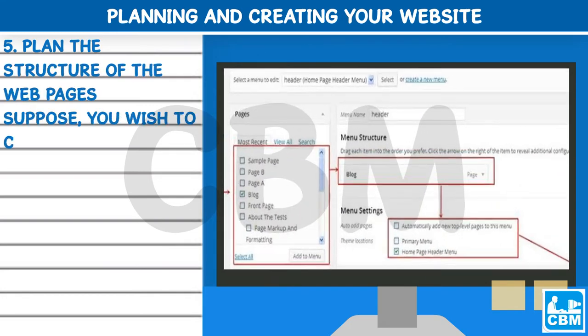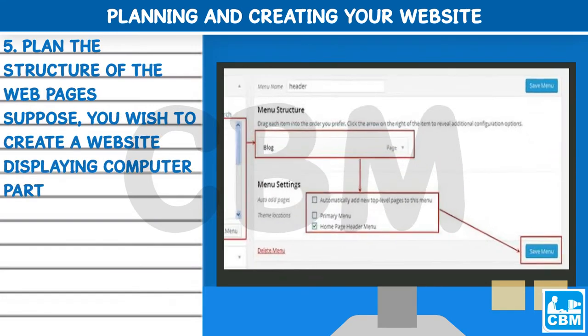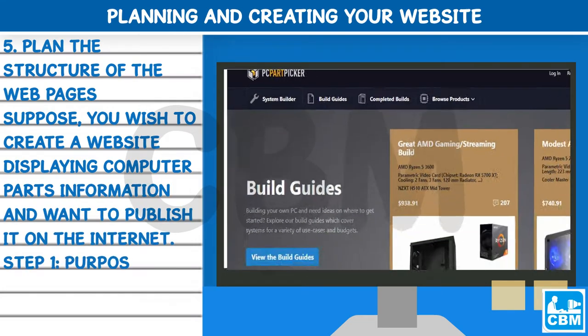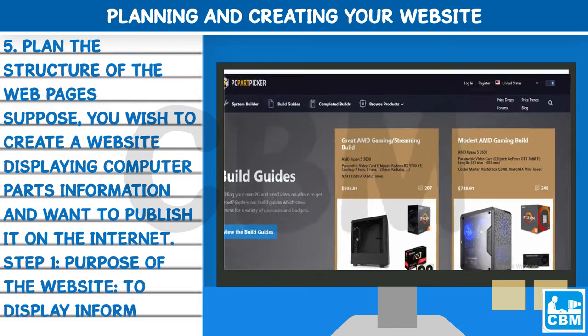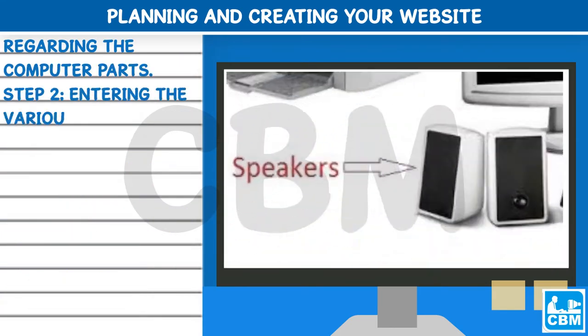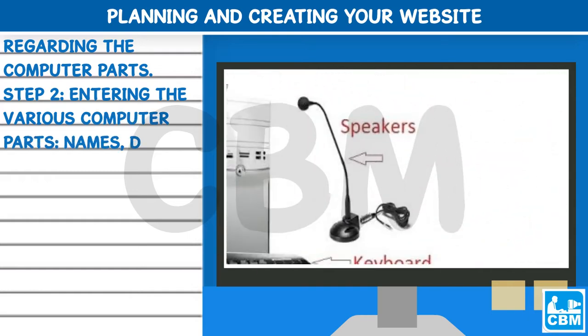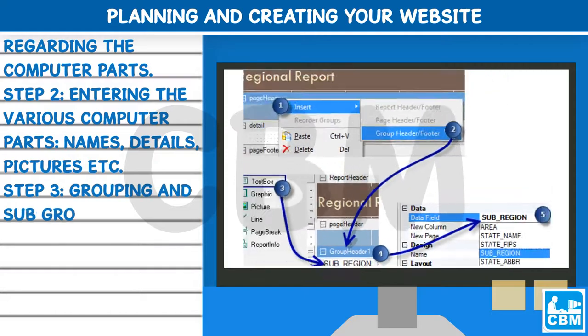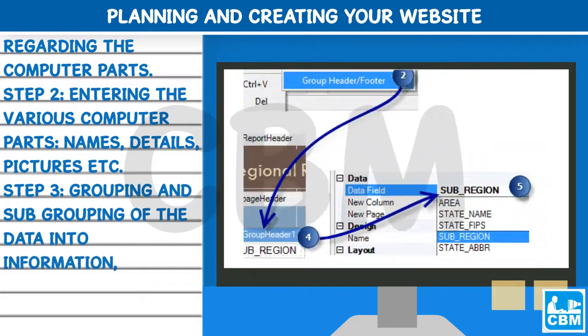Suppose you wish to create a website displaying computer parts information and want to publish it on the internet. Step 1. Purpose of the website: to display information regarding the computer parts. Step 2. Entering the various computer parts, names, details, pictures, etc. Step 3. Grouping and subgrouping of the data into information, as shown.